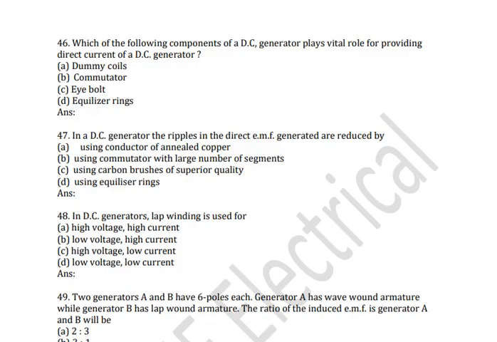Which of the following components of DC generator plays a vital role in providing direct current? The options are dummy coils, commutator, eye bolt, equalizer rings. We know that dummy coils are used for mechanical balance and equalizers are used for reducing the unequal distribution of current, and an eye bolt is like a hook, it doesn't play an important role here. The commutator converts AC to DC, and it plays a vital role in providing direct current in a DC generator. So the correct answer is B, commutator.